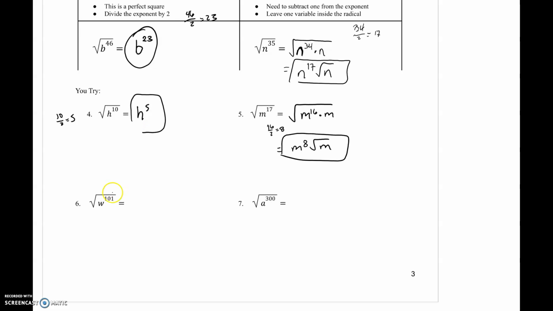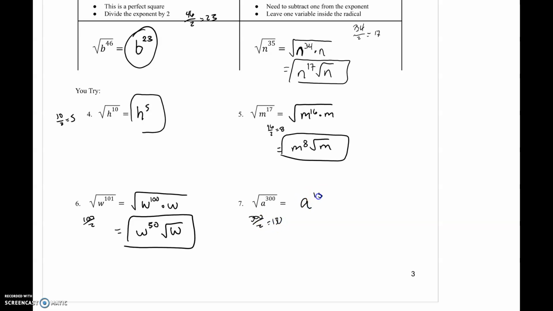Number 6, w to the 101st power. That's odd. So we got to break it up into w to the 100th times w. 100 divided by 2. It's 50. So we get w to the 50th power times the square root of w for that one. And a to the 300. 300 is an even number, so we just get to divide it by 2. 150. So the square root of a to the 300 is a to the 150th power.